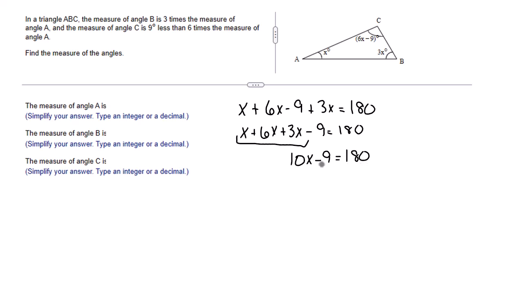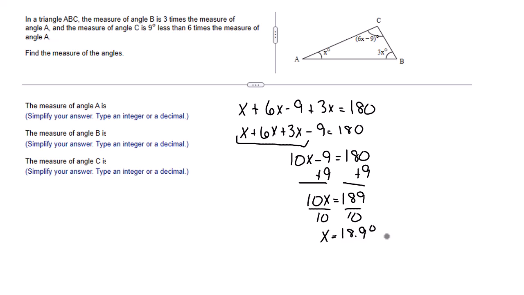Now what we want to do is to get 10x by itself. That means I have to do the opposite of subtracting 9, which is adding 9. That gives us 10x equals 189. But I need to get x by itself, so I have to divide by 10 on both sides. That gives me x equals 18.9.